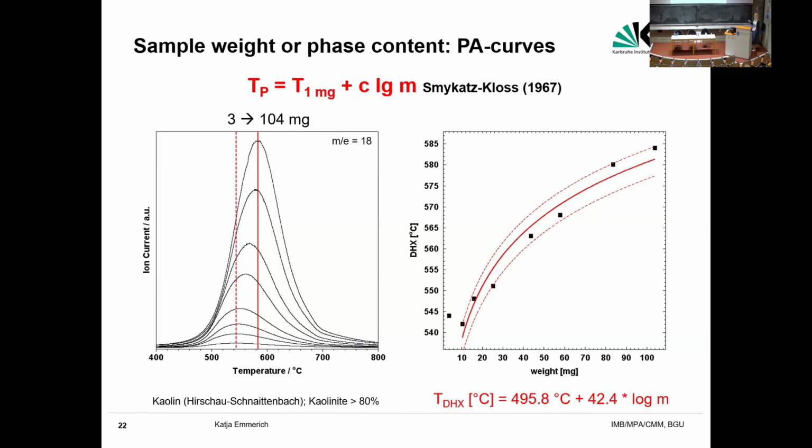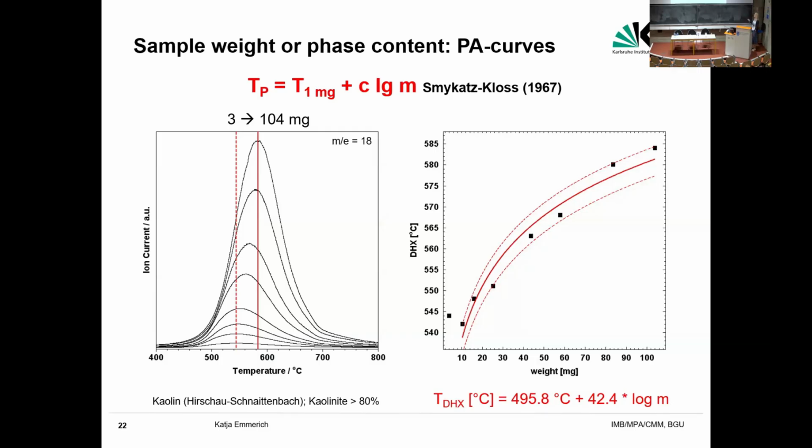Here again you see the kaolin with a high kaolinite content, more than 80%. And here you see we varied the sample weight between 3 and 104 milligram. This again is the mass spectrometer curve of evolved water. And what you see, of course, with increasing sample weight, the intensity of the peak increases, but also the peak position shifts to higher temperatures.